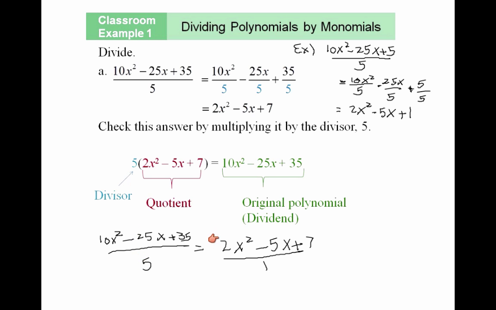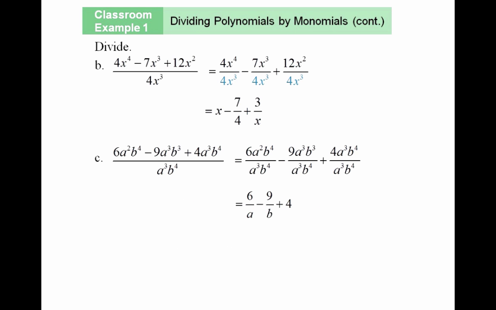They're saying 5 times this quotient that we found, the divisor 5 times the quotient, must be equal to 1 times that. So we can verify our answer by simply cross multiplying this. Dividing polynomials by monomials: there are a couple more examples.